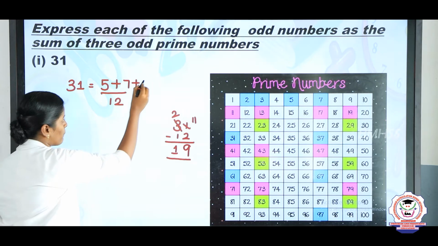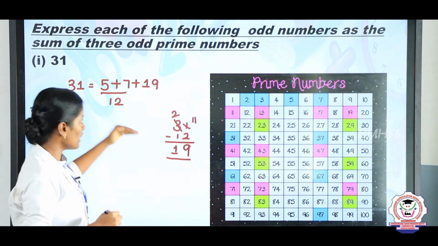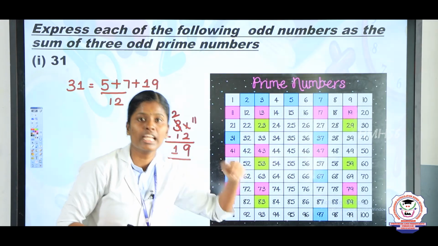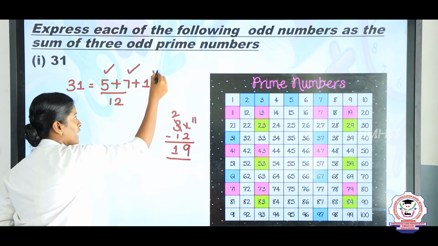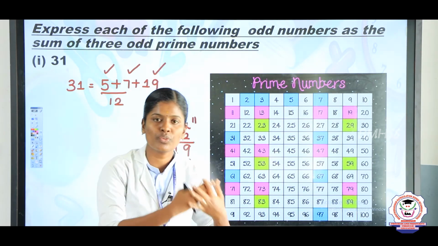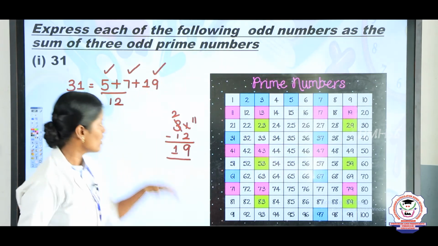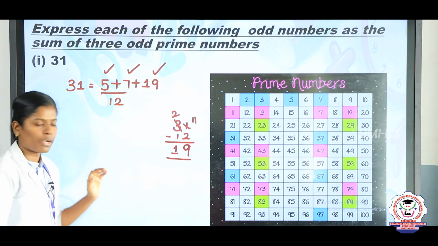So write plus 19. The three numbers are 5 plus 7 plus 19. Here 5 is an odd number, 7 is an odd number and 19 is also an odd number. Why? Because the numbers end with 1, 3, 5, 7, 9. Okay, so if we add these three numbers, we get 31.